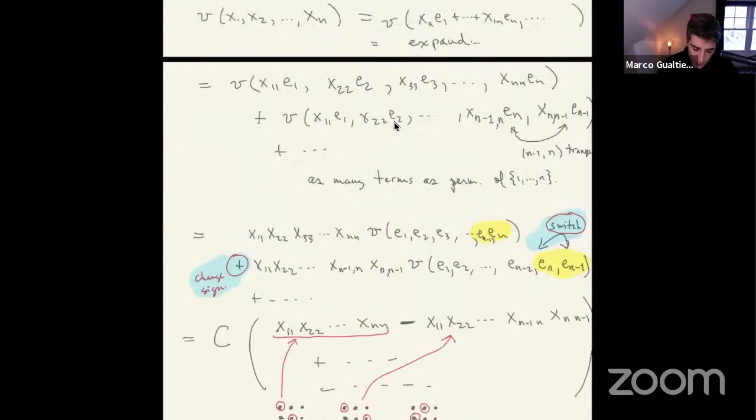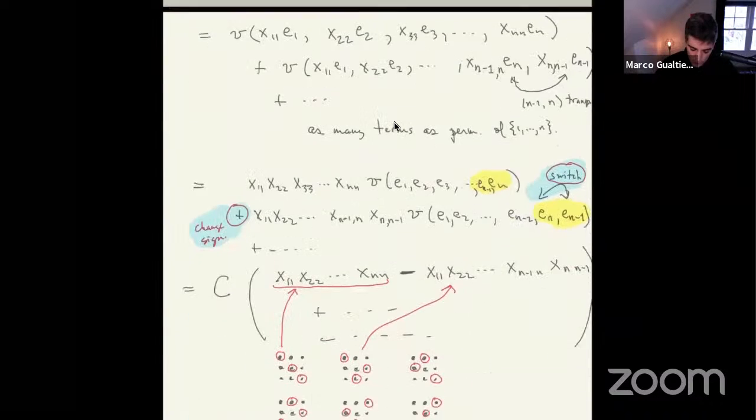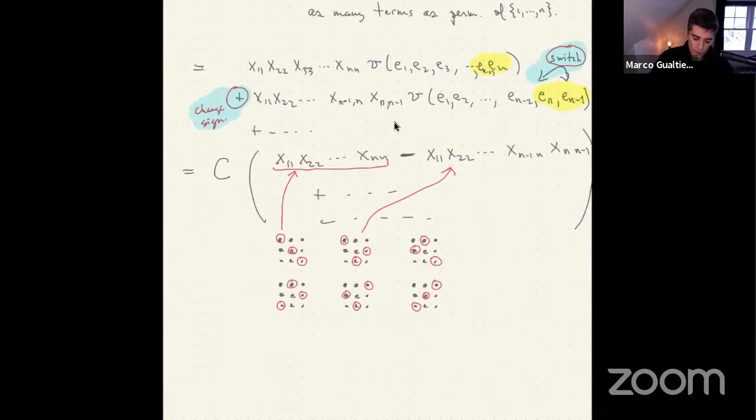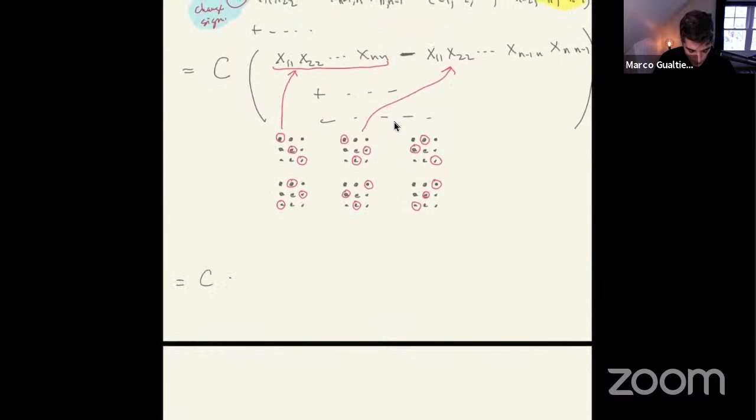and what I'm drawing here is just this picture. I'm drawing the n components of each of the n vectors. If I take this component, this component, this component, and plug that into the volume, I will get this term times c. If I plug this, I'll get this term times c, but it will have a minus. Okay, and so in the end, what you get is c times an expression that looks like this. This is how it's usually written.